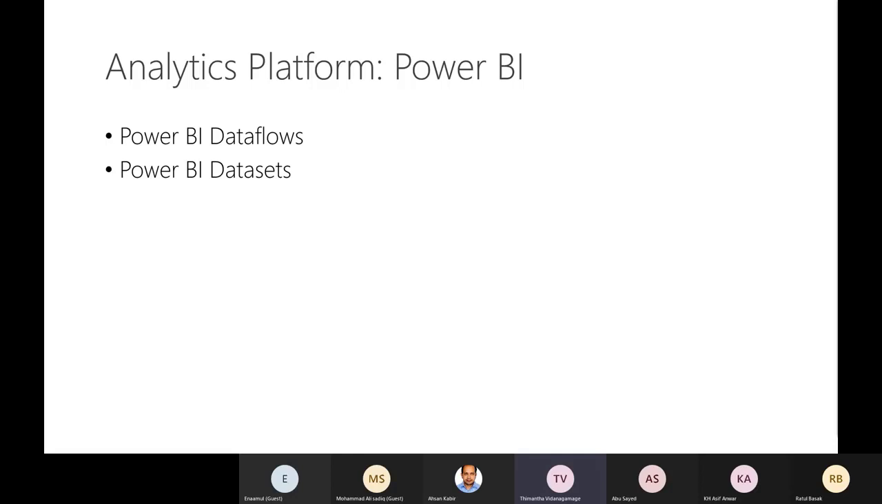And Power BI dataset, of course, most of you who have worked with Power BI know what it is. It's basically where you bring in the data, where you do the data modeling, and where you build the measures for analytical purposes.